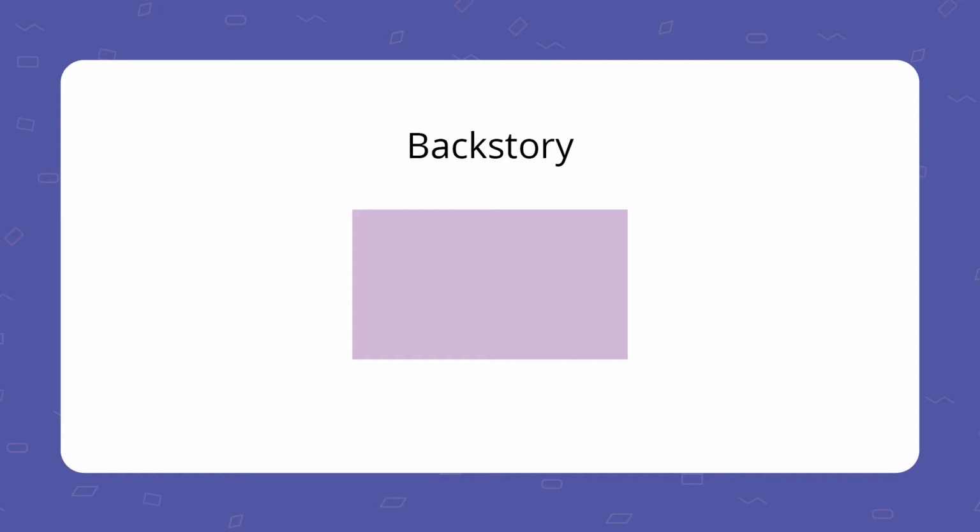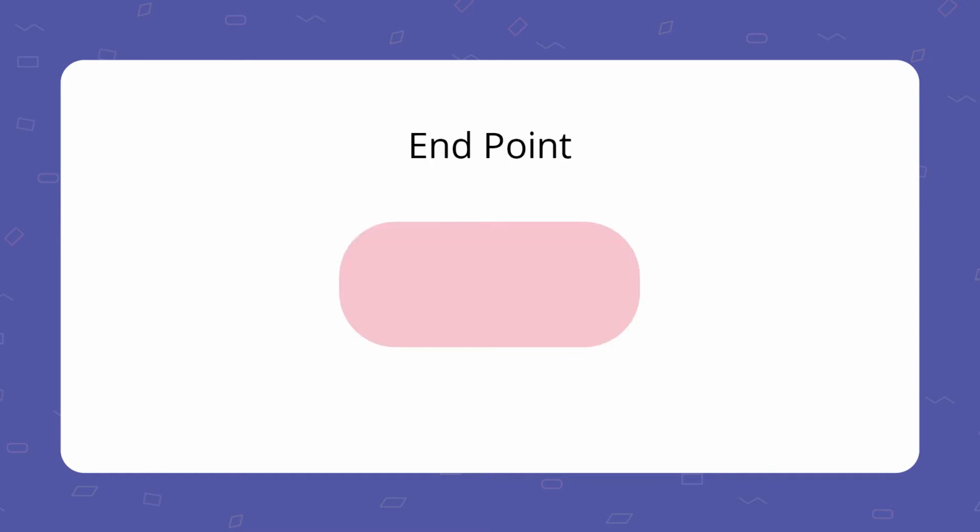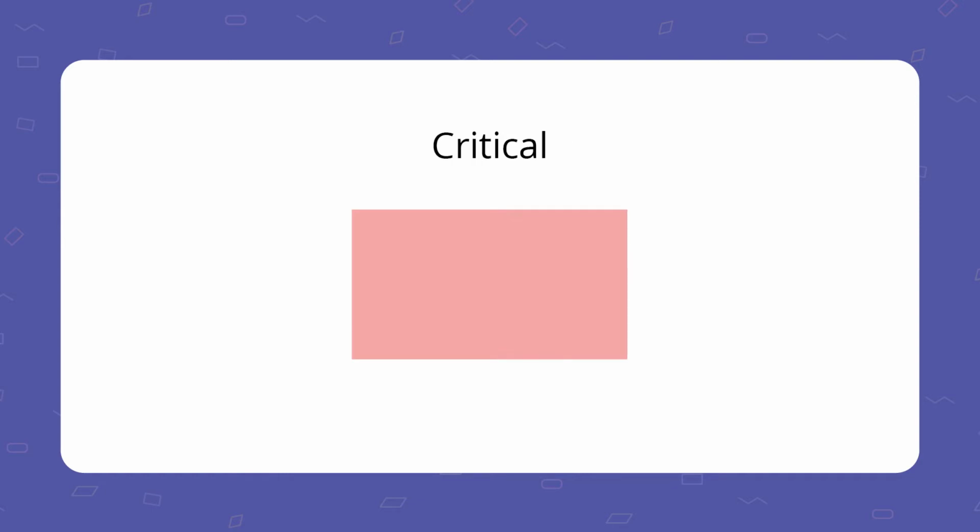This purple backstory just provides additional information or context around the process. The pink end shape usually represents the end of the process, or maybe it's a call closing or the end of the call. This red critical shape represents information that's really important and if missed could have a massive impact on quality or to the customer.